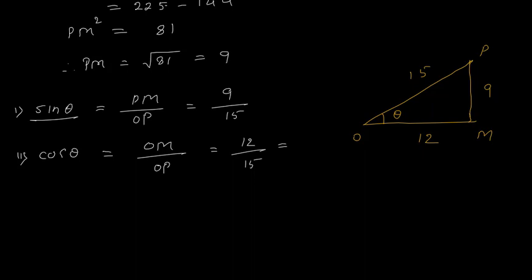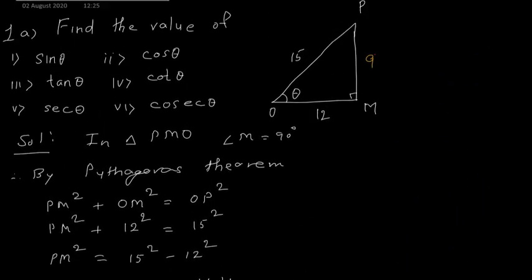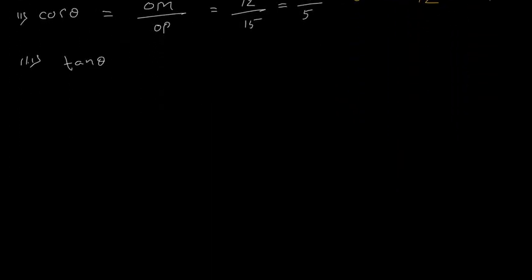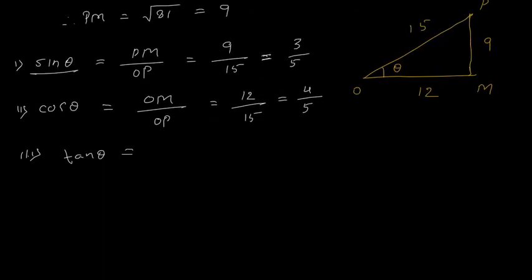Now you can reduce this fraction here also. 9 upon 15. So 3 3s are 9 and 3 5s are 15. Here 3 4s are 12 and 3 5s are 15. So cos theta is 4 upon 5. Third ratio we have to find is tan theta. There are two formulas that we can use. One formula is tan theta is opposite, that is PM, upon adjacent, that is OM.